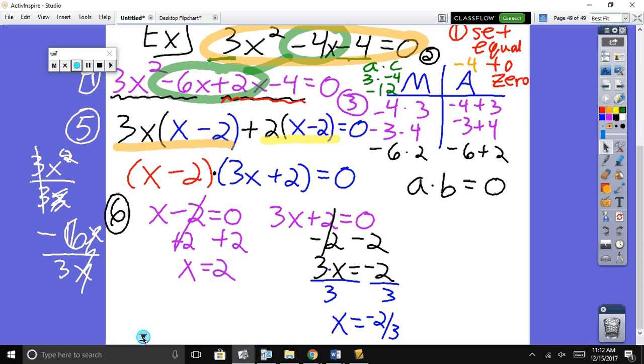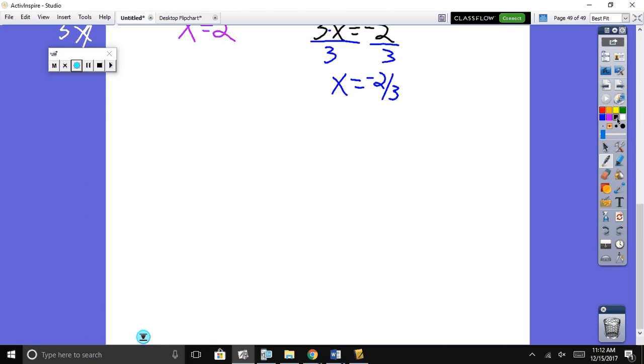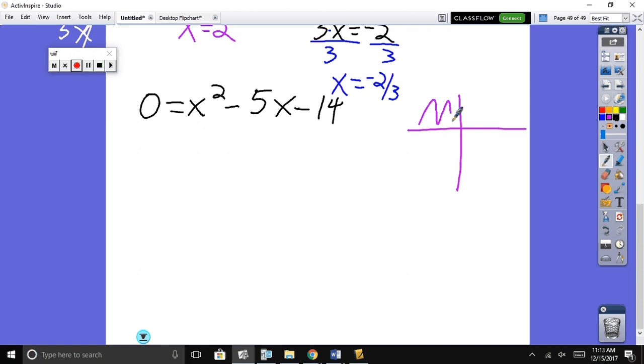I'm going to do one more example. We have 0 equals x squared minus 5x minus 14. We do a similar process. First, we are going to check and make sure it equals 0. Set equal to 0. It is. We are safe. Next step, we're going to set up the MA table. Multiply 1 times negative 14 is just negative 14. Negative 5 is our linear coefficient.